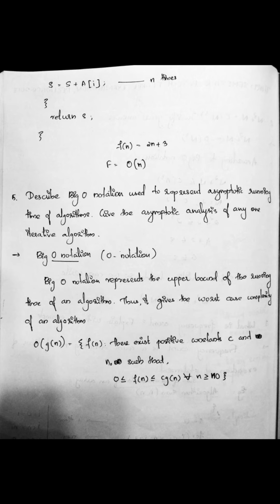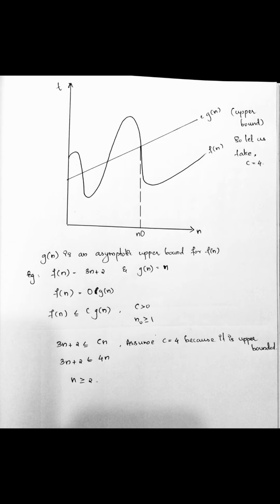Big O g of n is equal to f of n, that is there exist positive constants c and n naught such that 0 less than or equal to f of n less than or equal to c g of n for all n greater than or equal to n naught. This is the graph for big O notation. Here the x-axis is the input, that is n. n indicates size of the input.